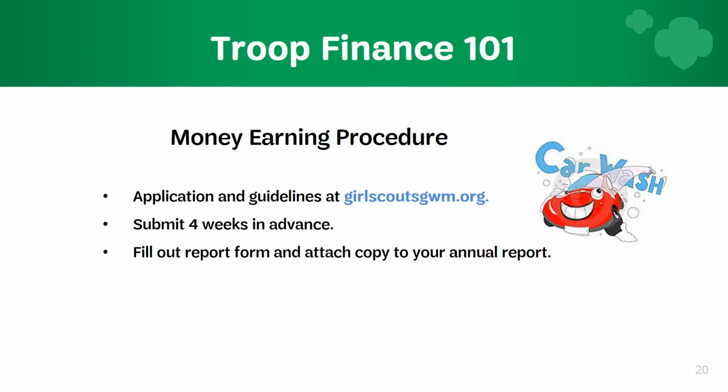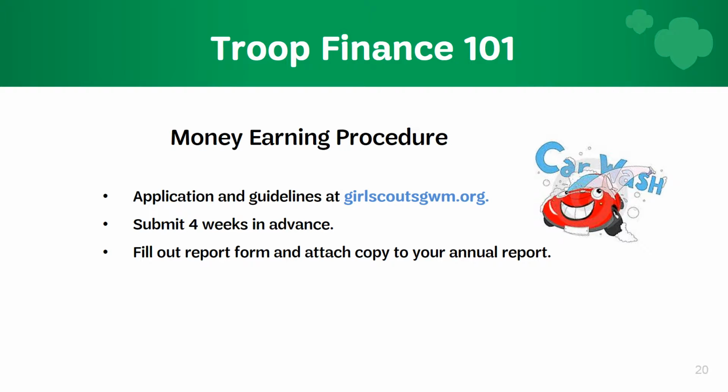Money earning procedure. An application and guidelines for money earning can be found on our website at girlscoutsgwm.org under the Forms tab. The form is called the Supplemental Money Earning for Troops form. An application must be submitted 4 weeks in advance to your community accounting coordinator.